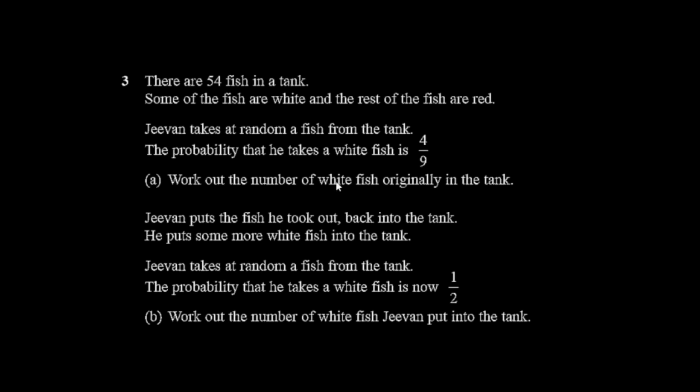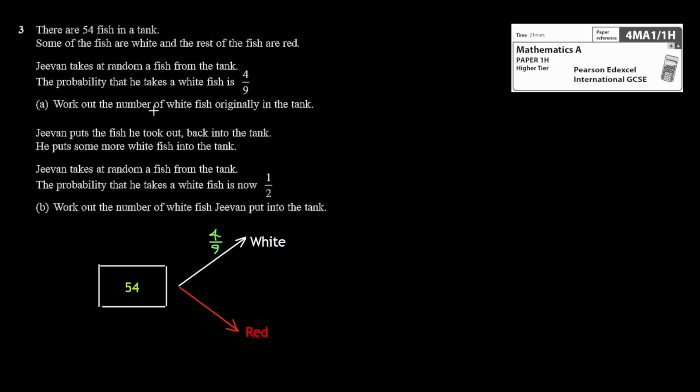Okay, we've got a probability question here. We've got 54 fish in a tank, and the probability that a white fish is removed from that tank is 4/9. Work out the number of white fish in the tank. Very simply, the probability of taking a white fish is equal to 4/9 of, and that generally means multiply, 54.